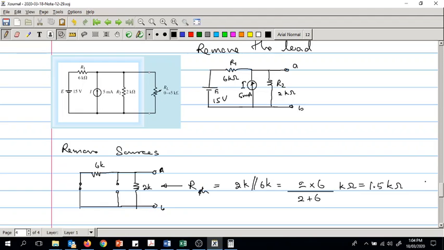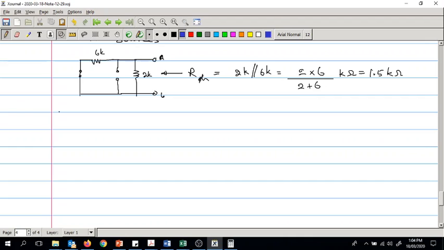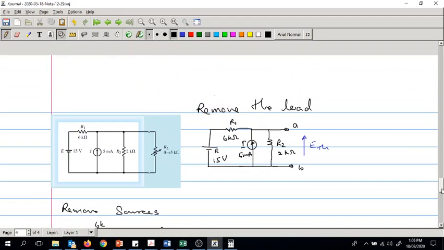Now you need to find the Thevenin's voltage for the circuit that you got in here. This will be VTH or ETH, the Thevenin's voltage value. Because we have two sources in here, we will have to take them one by one, right? So to find ETH, we first consider the source E only.